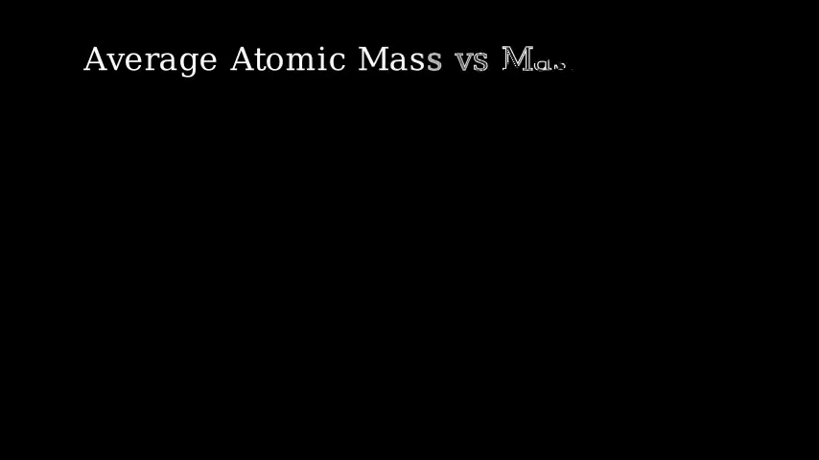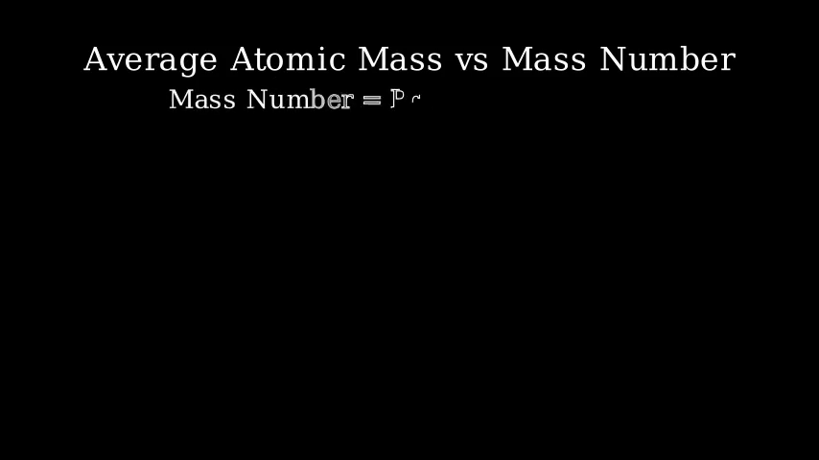Let's understand the difference between average atomic mass and mass number. These are two important but distinct concepts in chemistry. Let's start with mass number. The mass number is simply the total number of protons plus neutrons in an atom's nucleus.